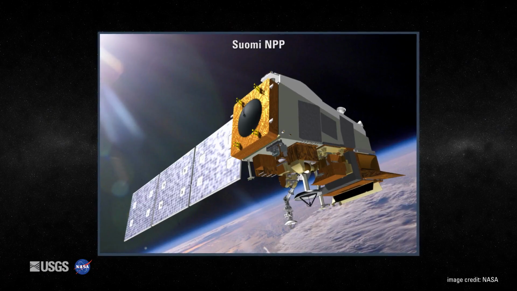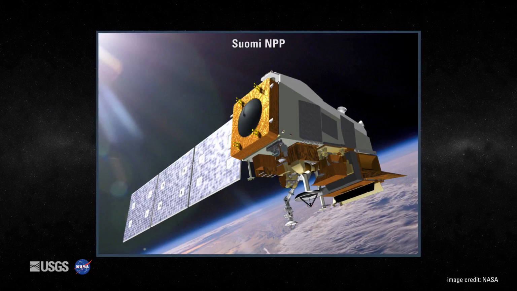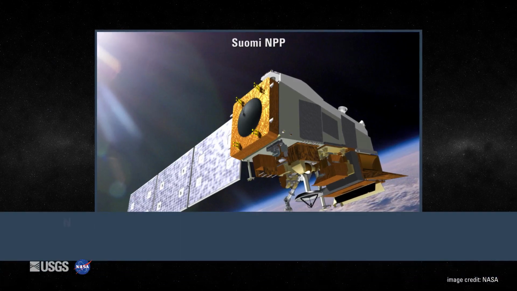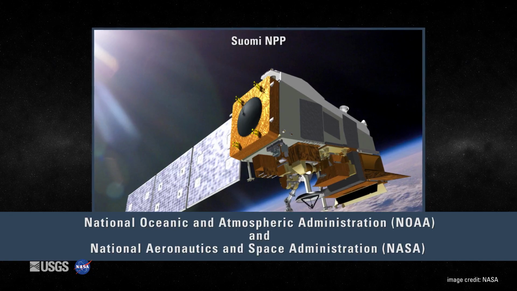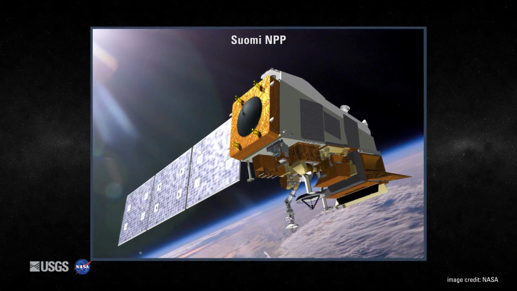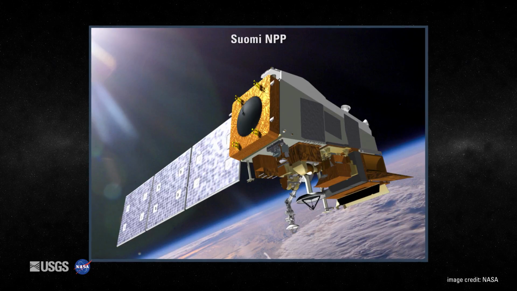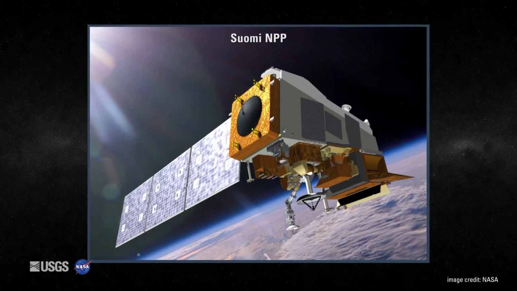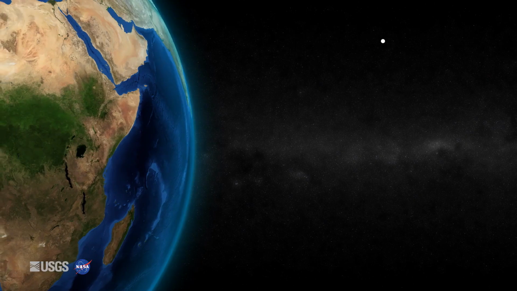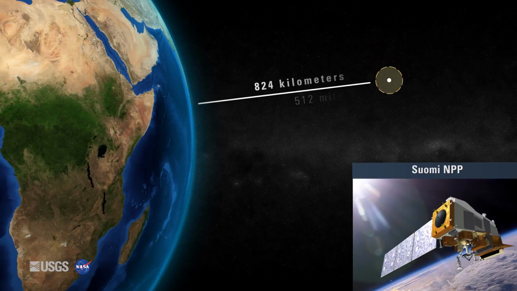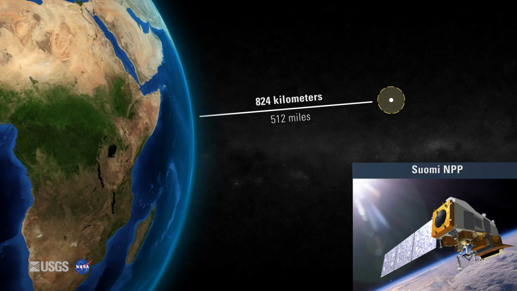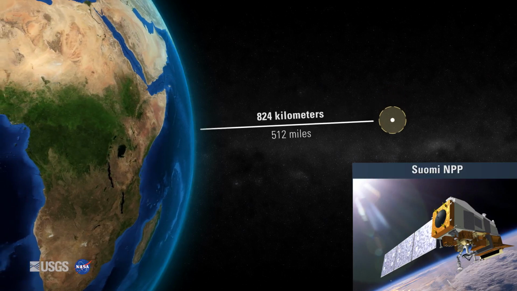The VIIRS instrument operates on the Suomi NPP spacecraft, which is a joint mission between NOAA and NASA. The VIIRS satellite sensor provides a continuation of the Terra and Aqua Moderate Resolution Imaging Spectroradiometer, or MODIS, missions. VIIRS was launched on October 28, 2011, and orbits 824 kilometers, or 512 miles above the Earth's surface.